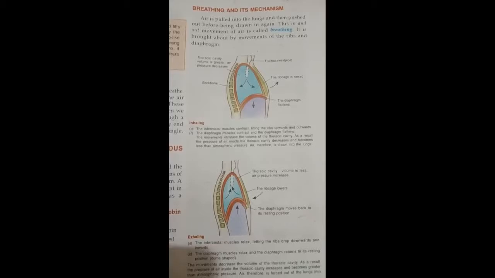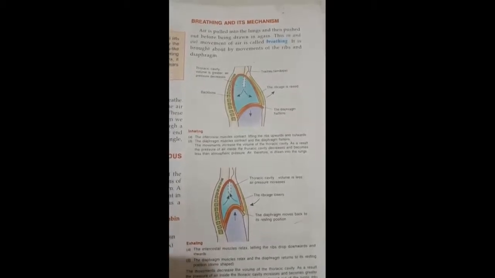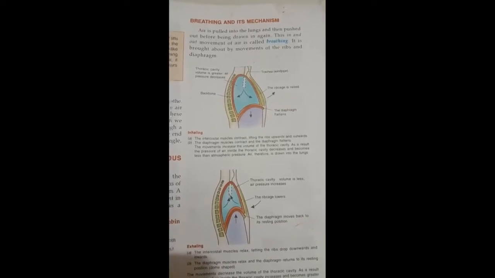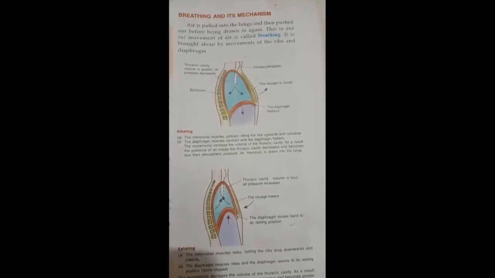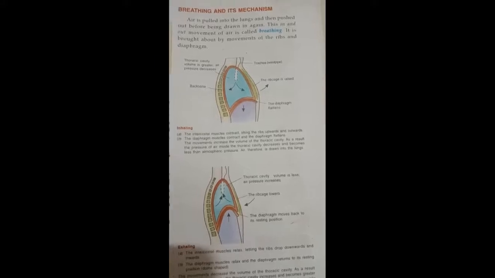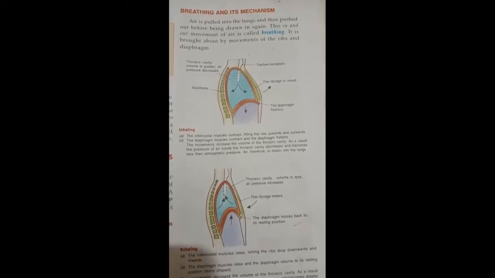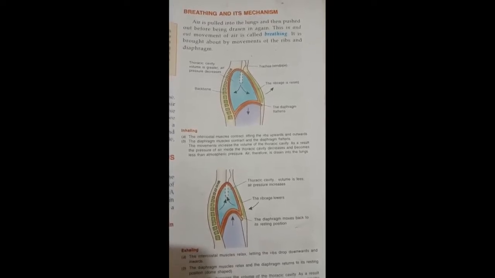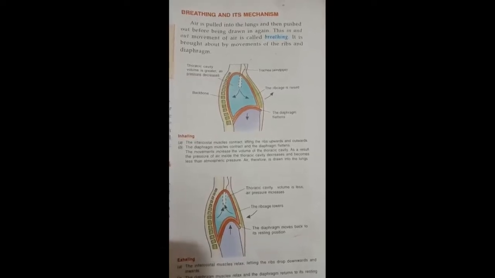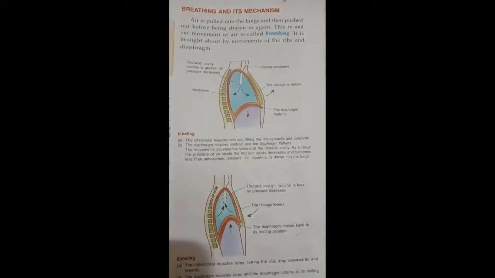And now I am going to discuss breathing and its mechanism. So first, what is breathing? It is already discussed, but still I am telling you once again. Breathing is the process in which we are taking in fresh air and releasing out foul air. So air is pulled into the lungs and then pushed out before being drawn in again. This in and out movement of air is known as breathing. It is brought about by the movement of ribs and diaphragm.